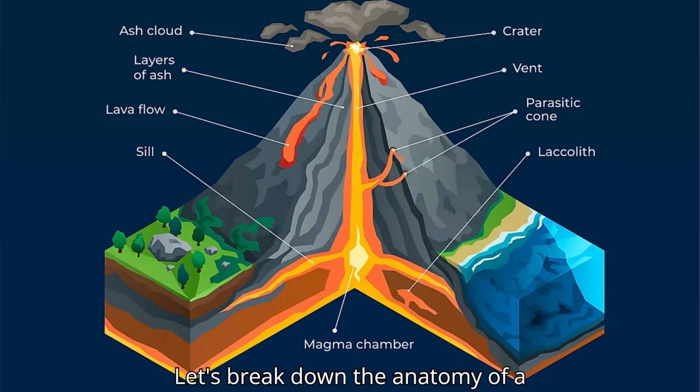Let's break down the anatomy of a volcano. At the base, we have the magma chamber, a reservoir of molten rock. Leading up to the surface is the main vent, a channel through which magma travels. Surrounding the vent is the crater, the bowl-shaped opening at the top of a volcano. During some eruptions, smaller side channels called secondary vents may form.